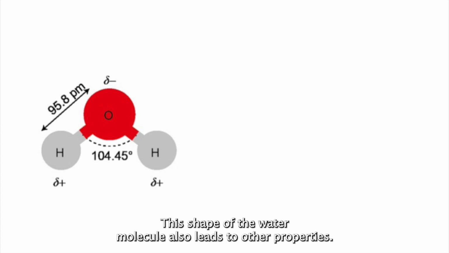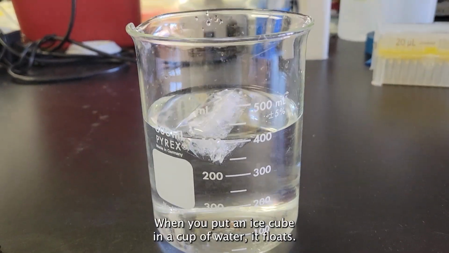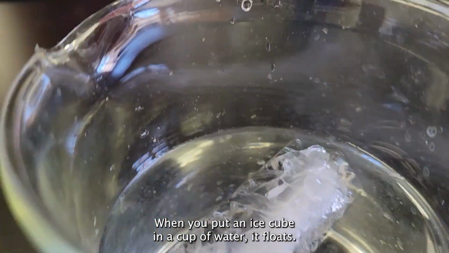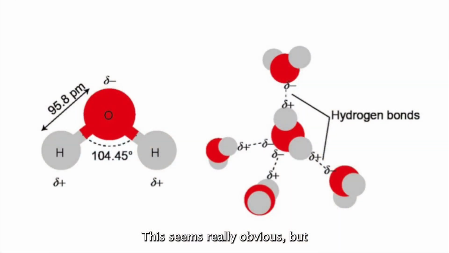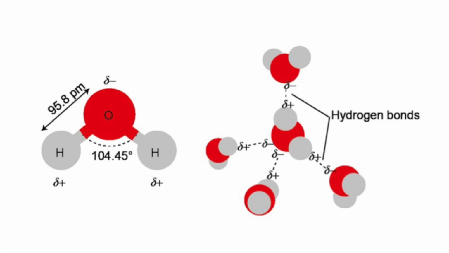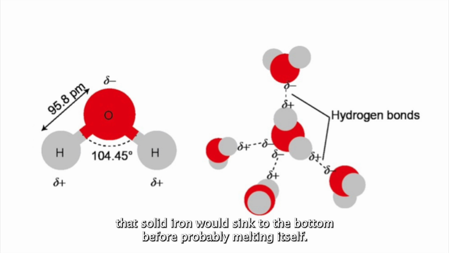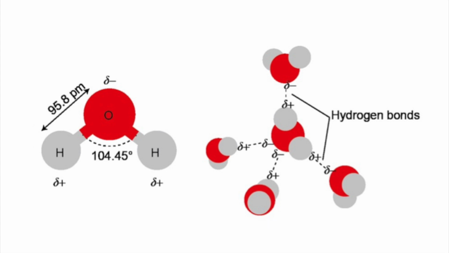This shape of the water molecule also leads to other properties. Let's take a look at ice. When you put an ice cube in a cup of water, it floats. This seems really obvious, but it's actually incredibly unusual. Most substances, when they are in their solid state, are denser than their liquid states. If you were to take, for instance, molten iron and then try to put a piece of solid iron in it, that solid iron would sink to the bottom before probably melting itself.